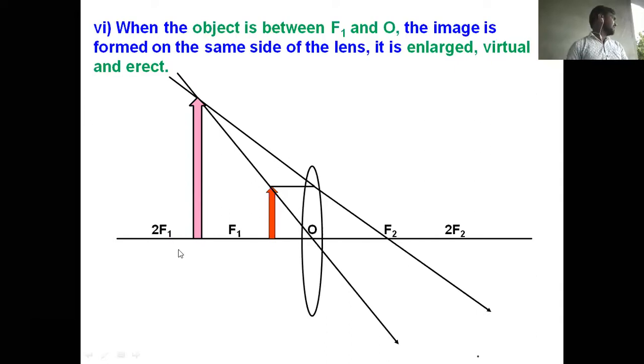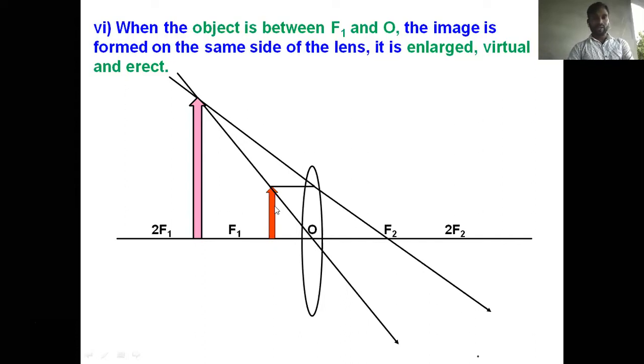Now consider one point between 2f1 and f1. Place the object between 2f1 and f1. Sorry, this is wrong. The object is kept between the optic center and f1. So see, this is the optic center and this is f1, the focus point of the lens. Now here the object is placed between these two. So any point you can consider between these two points and place the object here.